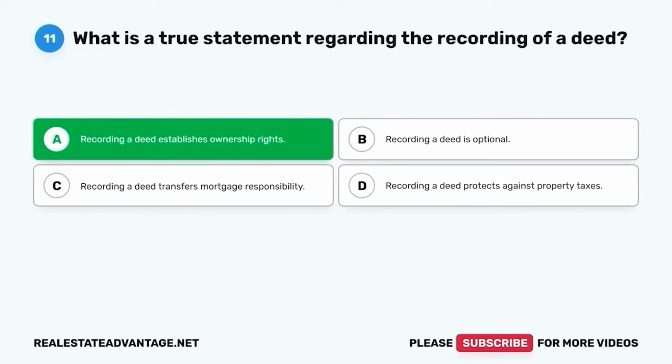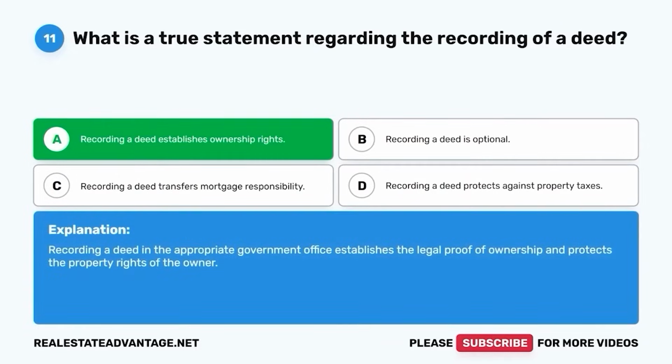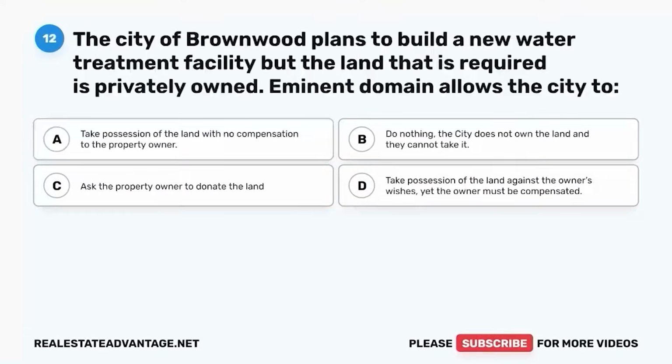The correct answer is A. Recording a deed establishes ownership rights. Recording a deed in the appropriate government office establishes the legal proof of ownership and protects the property rights of the owner. Question 12. The City of Brownwood plans to build a new water treatment facility, but the land that is required is privately owned.